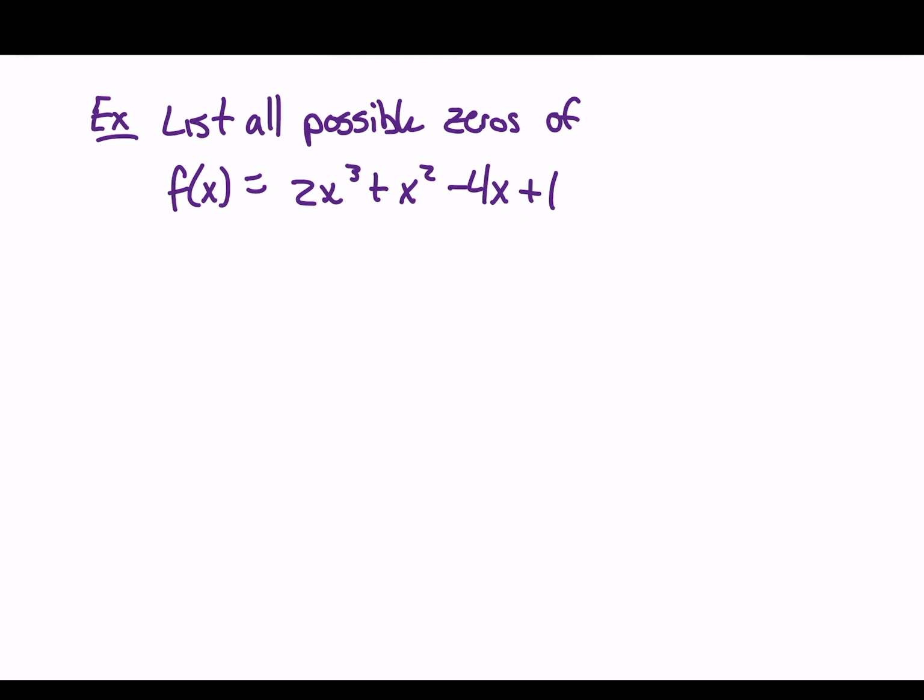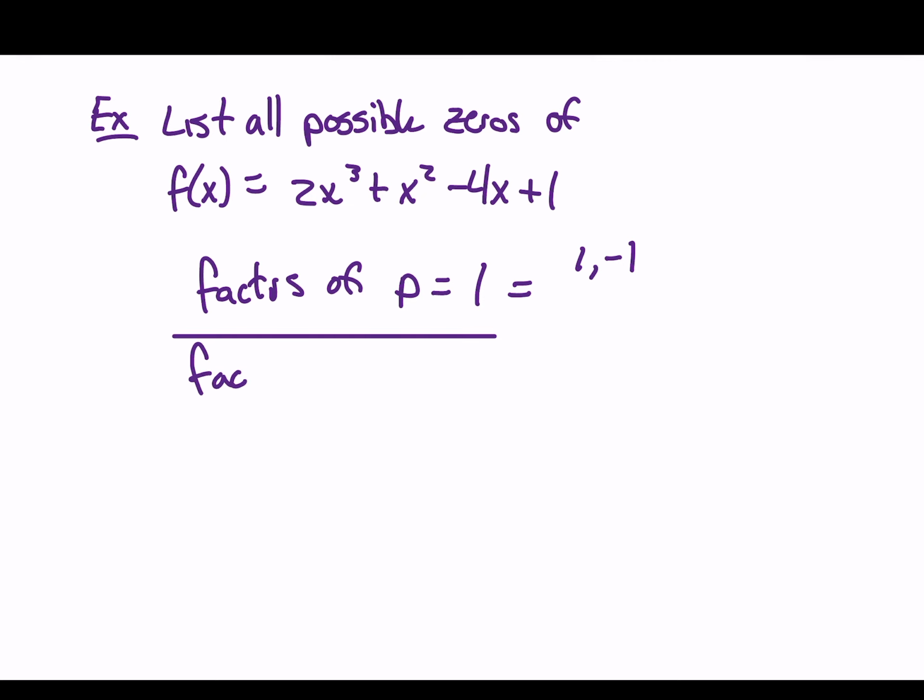Okay, so our possible factors of P, where P is our constant term, P equal to 1, are 1 and negative 1. Okay, and then our factors of Q, which is our leading coefficient, equals 2. So our factors there are 2 and negative 2. Okay, so any combination of these factors gives us our possible rational zeros.